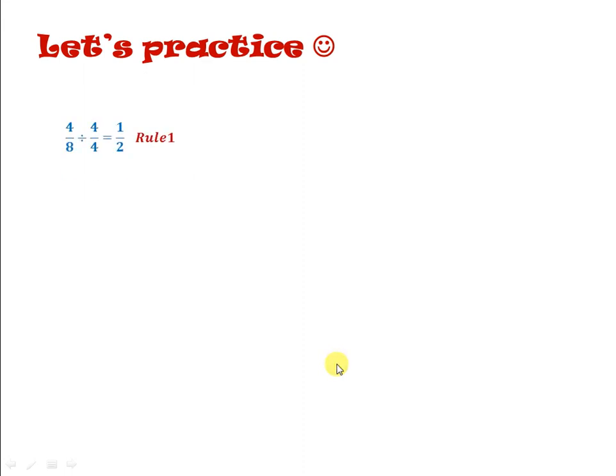Let's practice. 4 over 8. I have two even numbers, right? So I can use rule number 2, divide by 2. Or I can use rule number 1, divide by the smallest number in the fraction. The smallest number here is 4. So let's divide by 4, up and down, of course. 4 divided by 4 equals 1, and 8 divided by 4 equals 2. And that's the simplest form because I have 1. It's a prime number and it is in its simplest form.